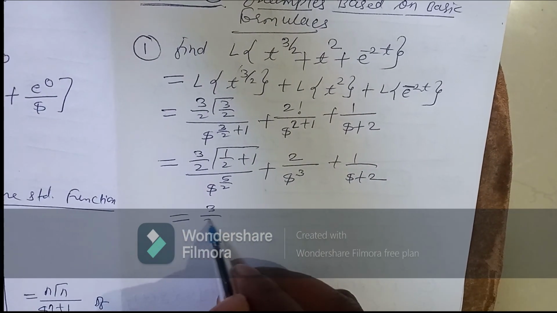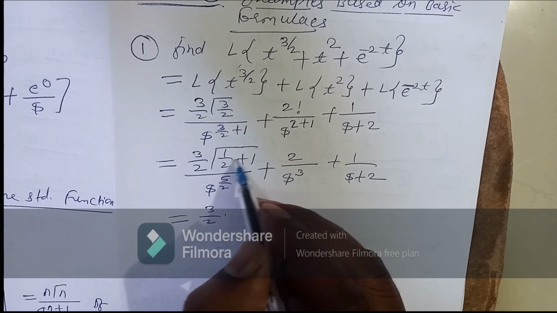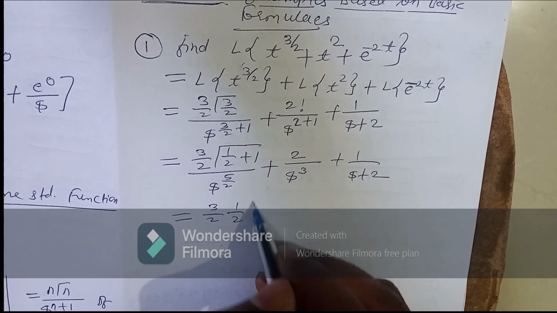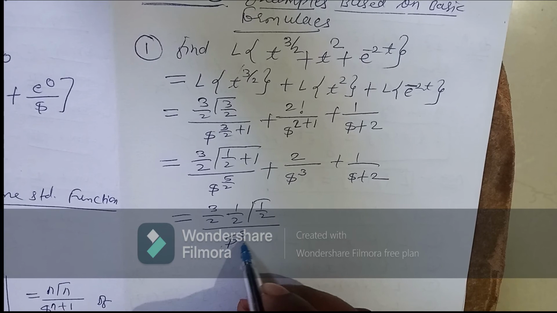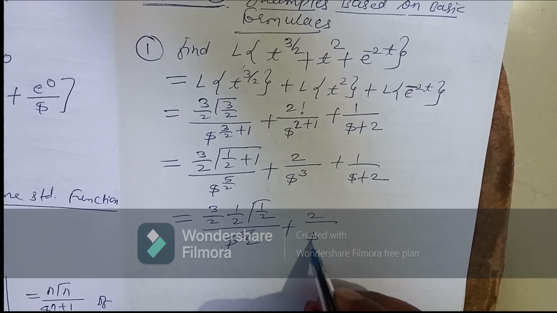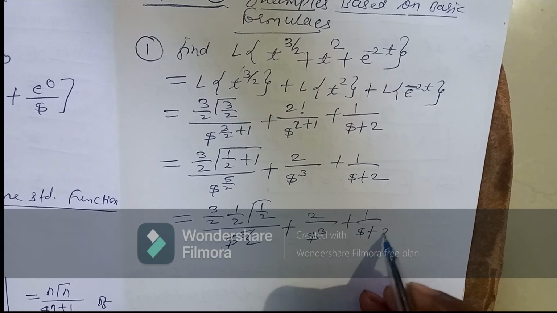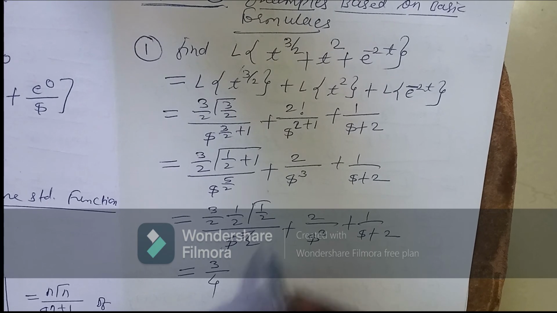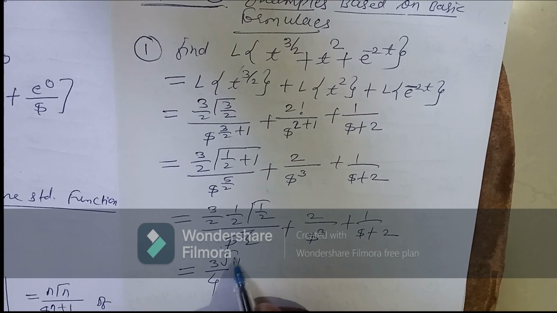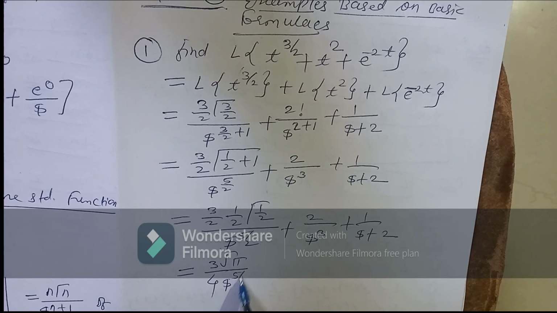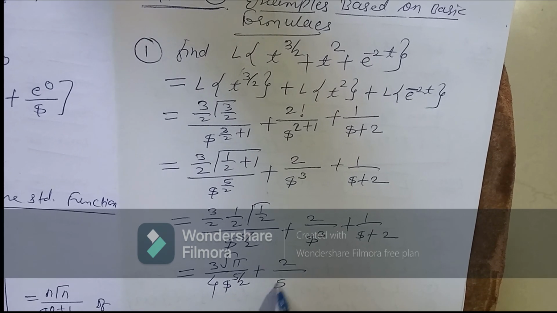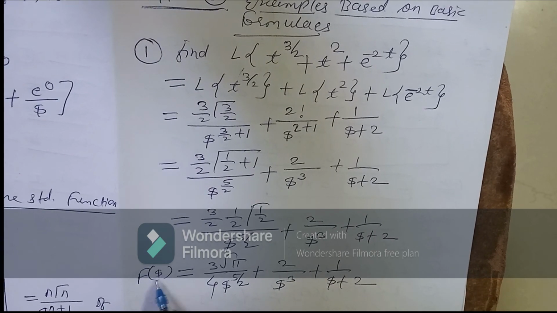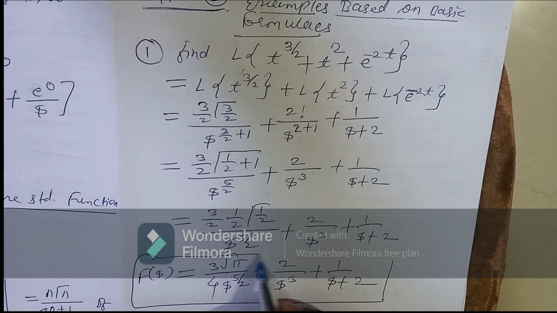Again this can be written as 3 by 2 into gamma n plus 1. The formula for this is n gamma n, so that is again 1 by 2 gamma 1 by 2, divided by s raised to 5 by 2, plus 2 upon s raised to 3, plus 1 upon s plus 2. And this can be finally written as: 3 ones are 3, 2 2s are 4, and gamma 1 by 2 is root pi. So that is 3 root pi by 4 s raised to 5 by 2, plus 2 upon s raised to 3, plus 1 upon s plus 2, and this is the value of F of s. This is the answer to the given question.